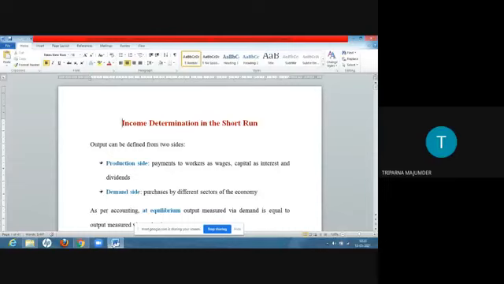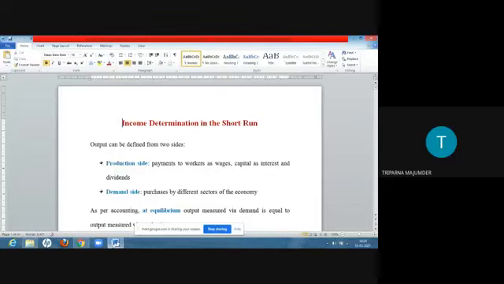Now, the first topic in your macroeconomics syllabus is national income accounting. I think you are aware of the basic identities of national income and the basic concepts on which they are based, but still I'll do a bit of a recap so that you understand income determination more clearly. So we start with output. Now, output can be defined from two sides. One, the production side, the other, the demand side.